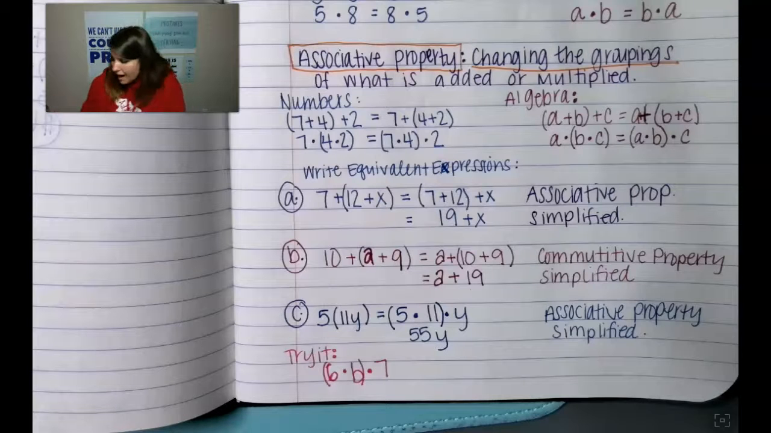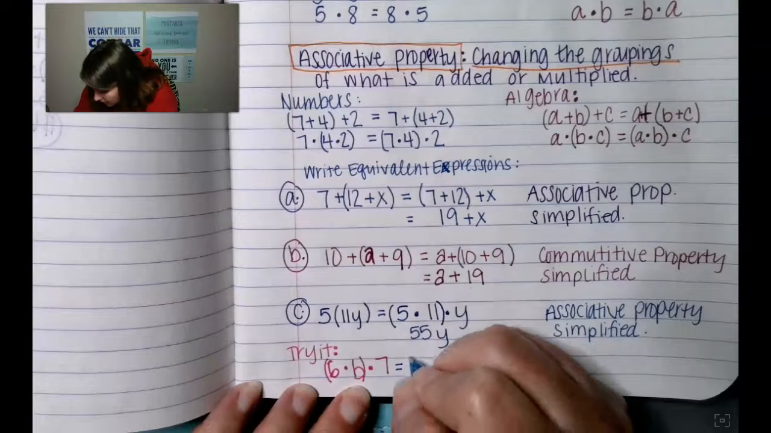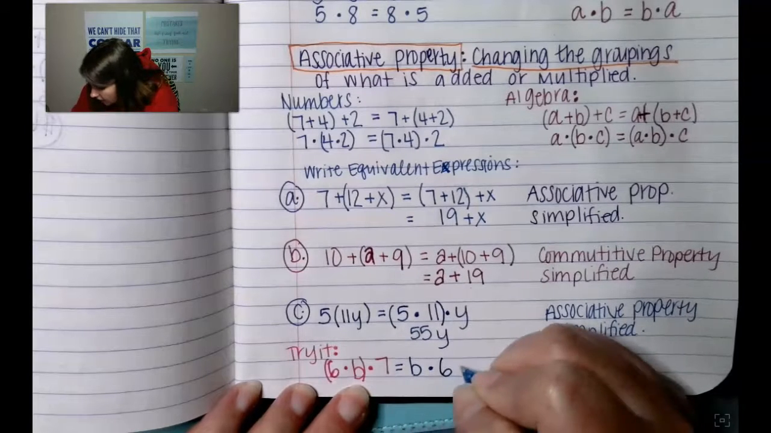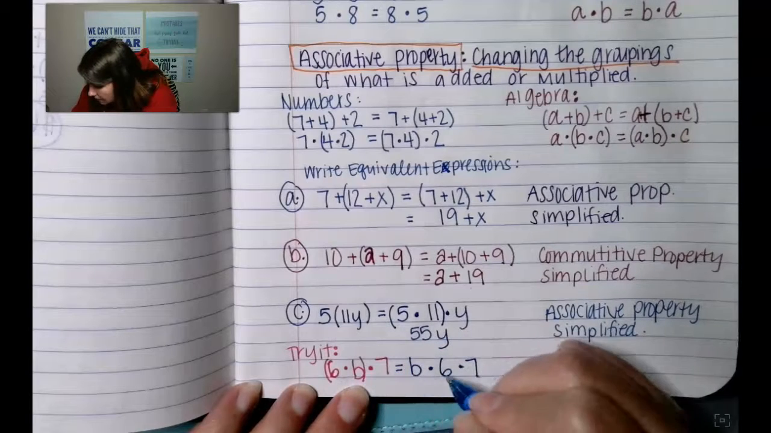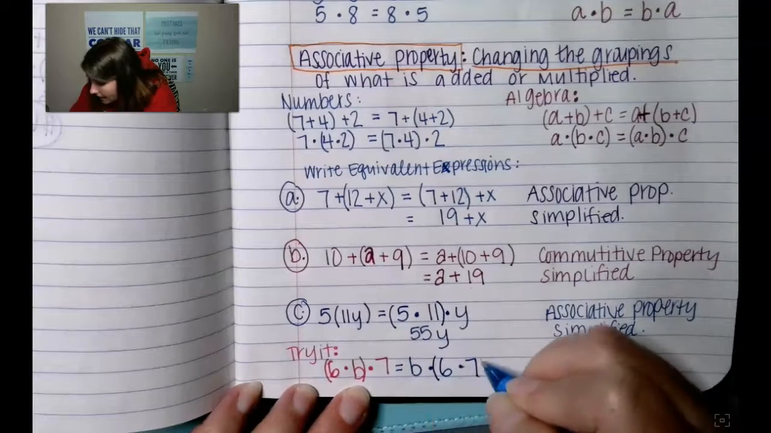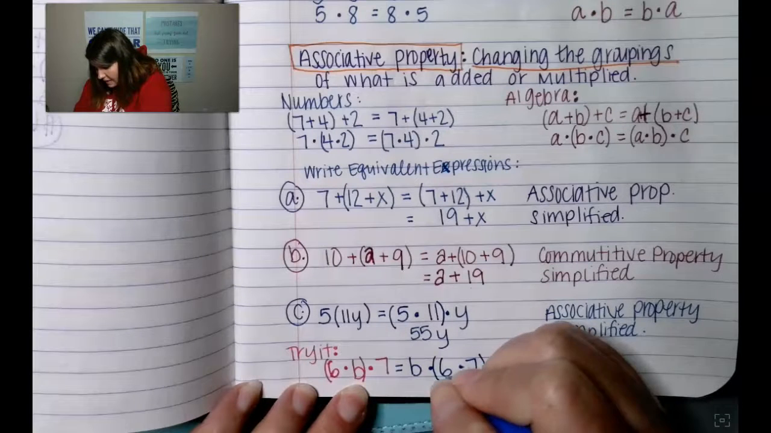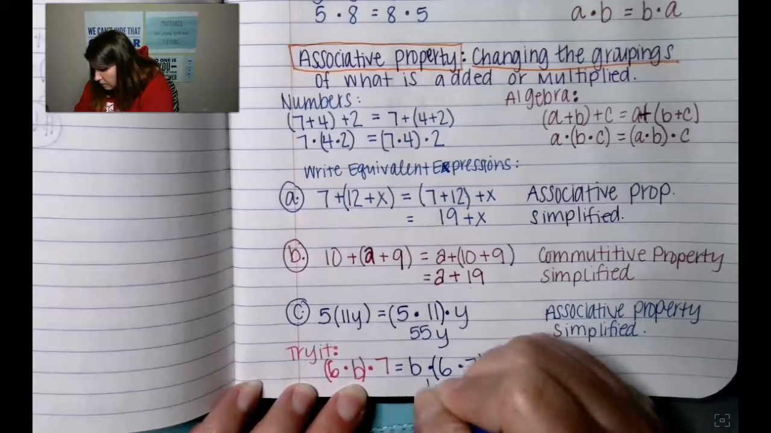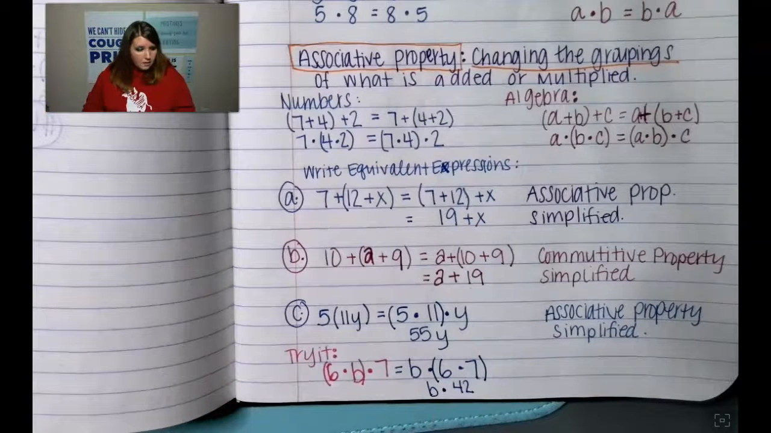All right, so I need to move this b around. So I'm going to move this b here. I'm going to move that 6 right there. And I'm just going to move that 7. b, 6, 7. I am now going to multiply those. And I know that 6 times 7 is 42. So I get b times 42.